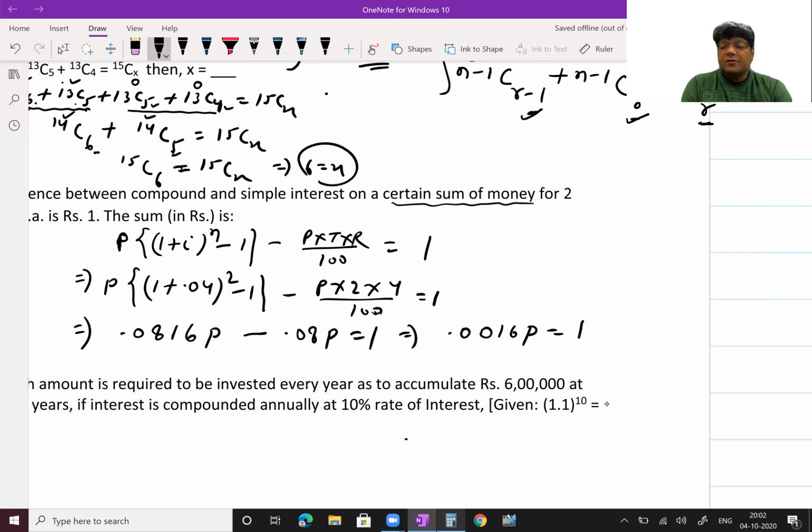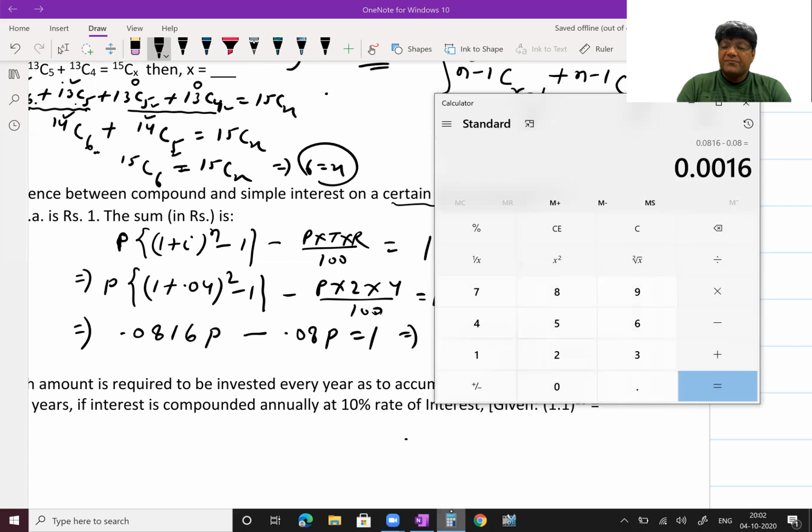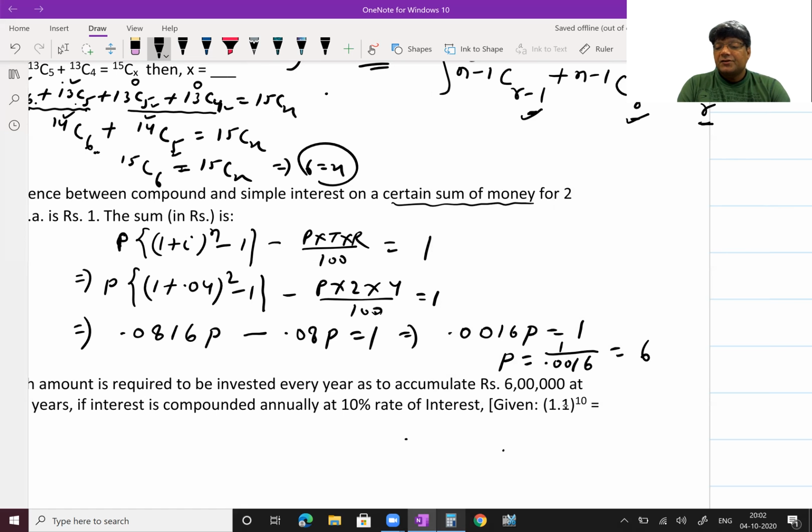0.0016 P is equal to 1. So P is equal to what? 1 divided by 0.0016, and that is equal to 625. Which option? A.